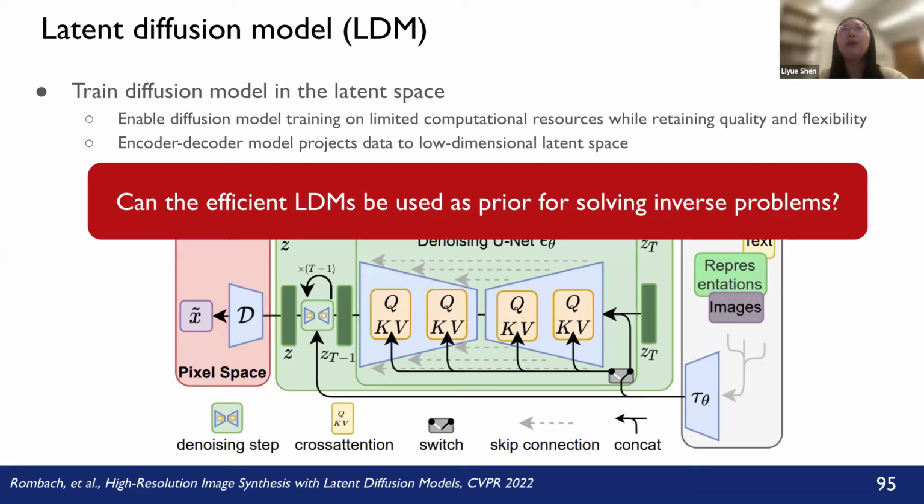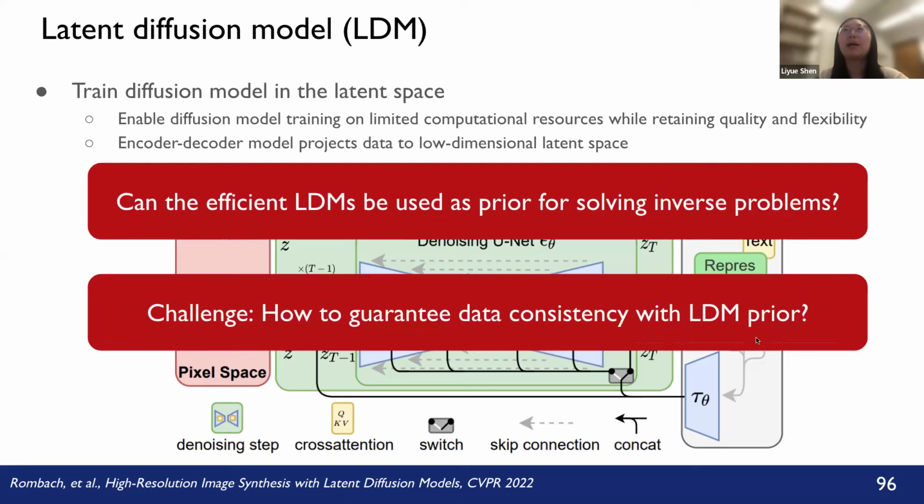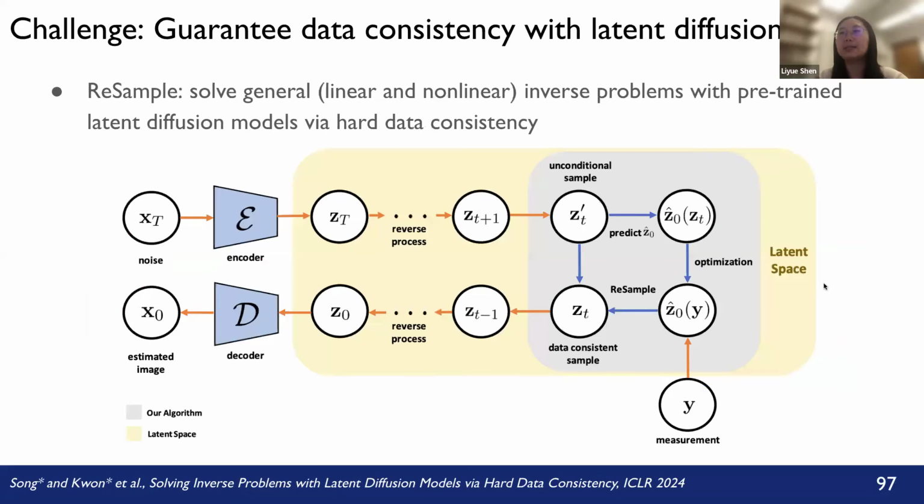But the challenge is how we can enable such latent diffusion to be used as a reliable prior to solve the inverse problem. This is because, with the decoder of the VAE, all the problems become nonlinear problems with a latent diffusion prior. In this case, the previous approaches focused on pixel-based diffusion may not work as well as a reliable way to constrain the data consistency.